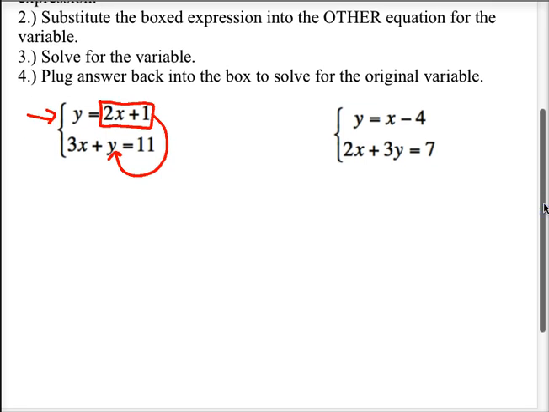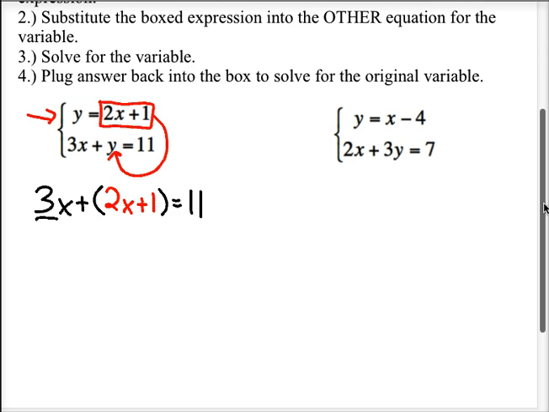So I'm going to rewrite my second equation using that 2x plus 1. And I'm putting it in the place of y because it equals y. They're the same thing. So that's why this gets its name, substitution. I'm substituting it in. And now from here, it's just pure algebra skills.